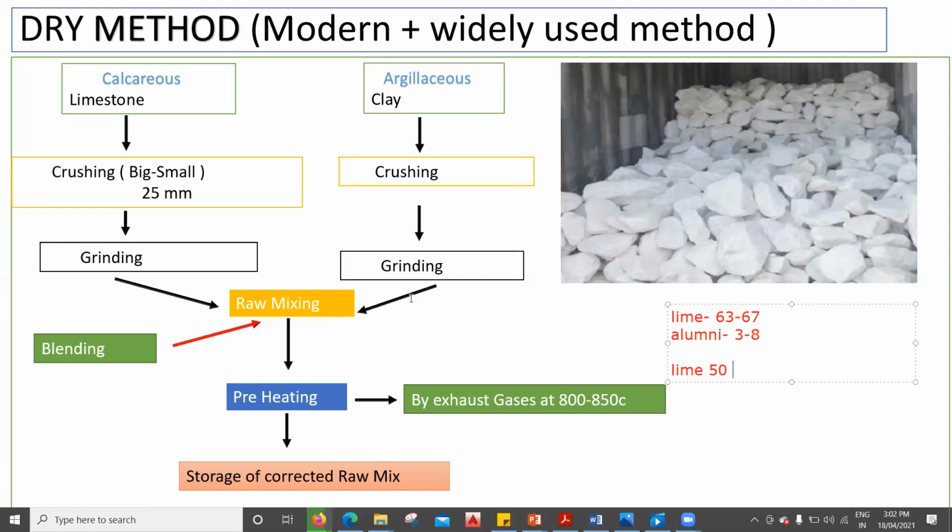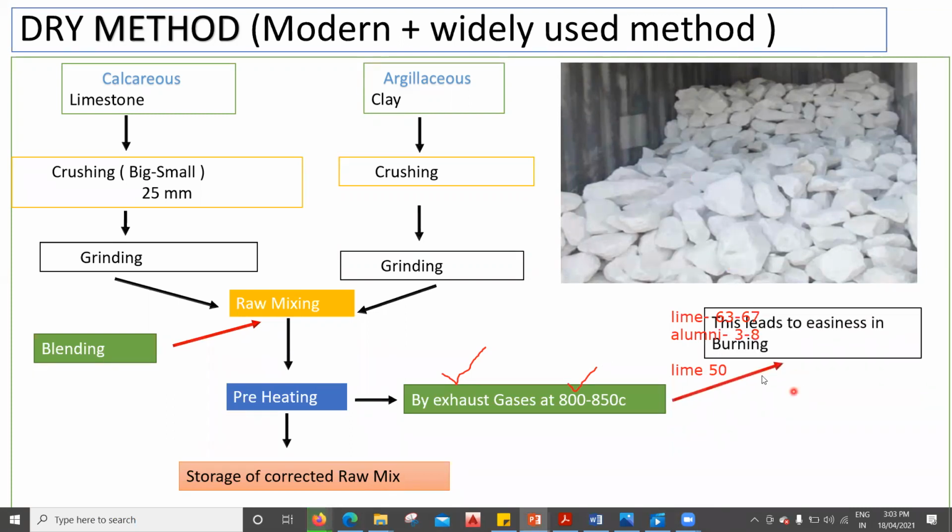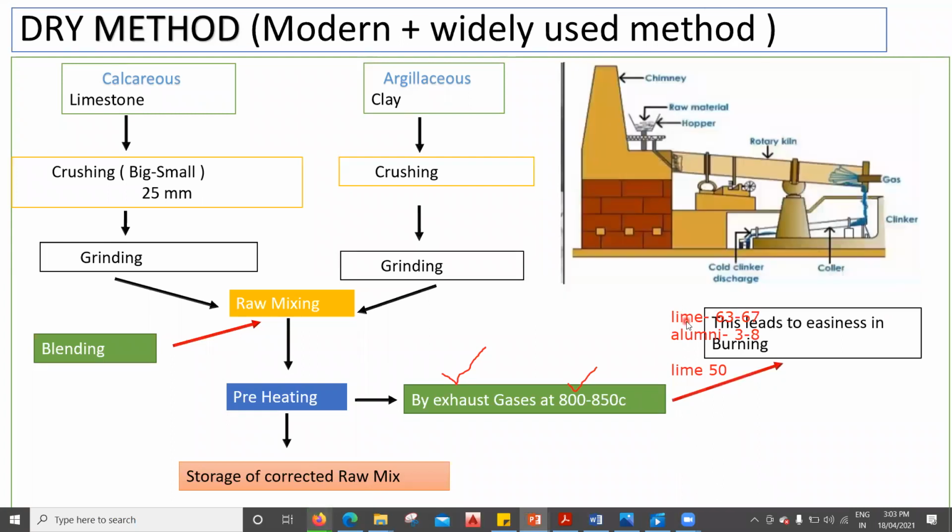Yeah. So once this is done, the next is the preheating, right? We have to do the heating, but this is something called preheating. Now, what is this preheating? In the preheating, let me write it here. With the help of exhaust gases, we are going to do the preheating, and the temperature of these exhaust gases will be close to 800 to 850 degrees Celsius. So what do you mean by this preheating? See, let me take this out.